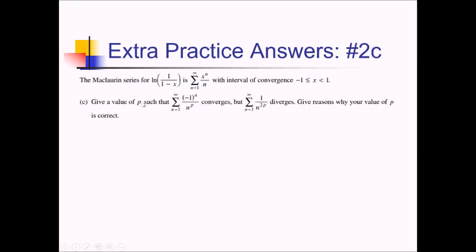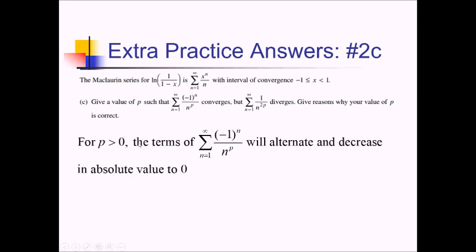For this part, we want a value of p such that the sum of (-1)^n over n^p converges, but the sum of 1 over n^(2p) does not. All right, well, looking at this first series, this series is going to converge if p is greater than 0. If p is greater than 0, then the terms of this series are going to alternate regardless, but they will also decrease in absolute value to 0, because p greater than 0 means that your denominator is going to be growing. So this means that for values of p greater than 0, this will converge by the alternating series test. So we want a p-value that's bigger than 0, positive.